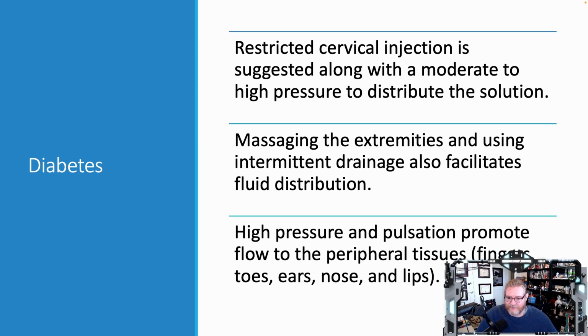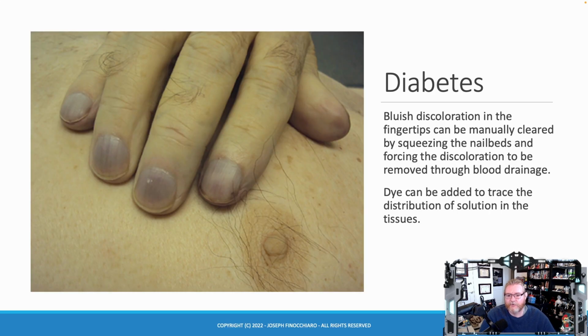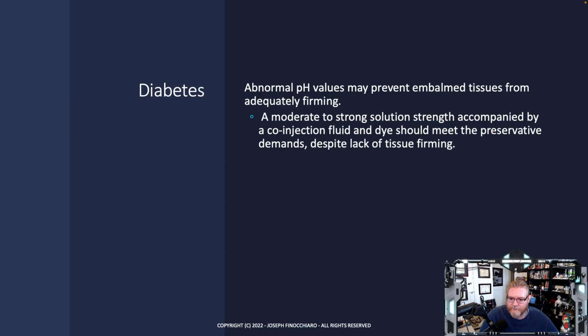Restricted cervical injection is suggested with a moderate to high pressure to distribute the solution. Massaging the extremities and using intermittent drainage also facilitates fluid distribution. High pressure and pulsation promote flow to the peripheral tissues, fingers, toes, ears, nose, and lips. Bluish discoloration in the fingertips can be manually cleared by squeezing the nail beds and forcing the discoloration to be removed through blood drainage. Dye can be added to trace the distribution of solution in the tissues.